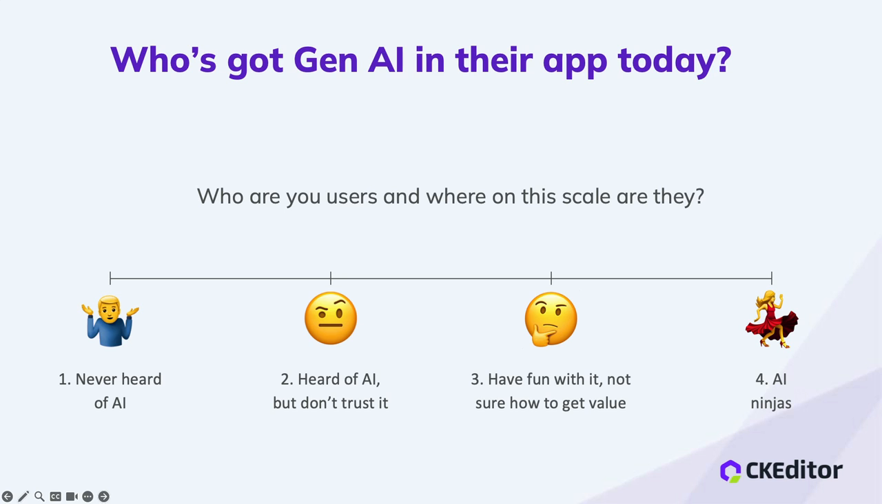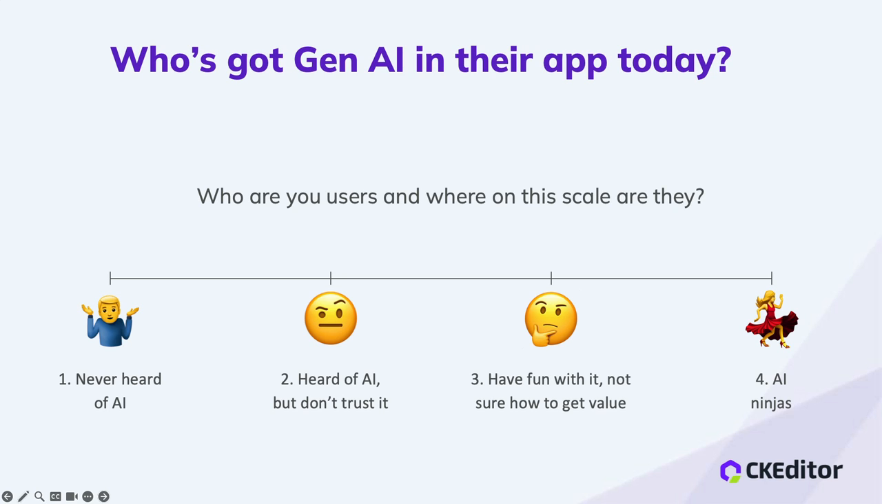When you have generative AI, or when you're planning to put it into your application, there are a few things to consider about where your users are. This is a spectrum of where we found our users are. We have the AI ninjas, who don't need any explanation on how the AI assistant works. You just give them an AI assistant, they know exactly how the prompts work, they type it in, and they create magic. Then we have folks who have fun with AI but don't know how to get value out of it. They might be content creators, but they still don't know how to get value out of AI.